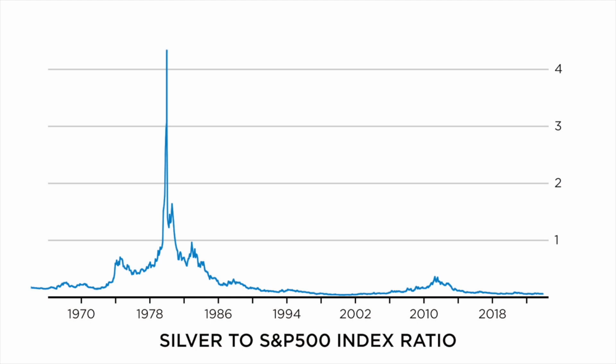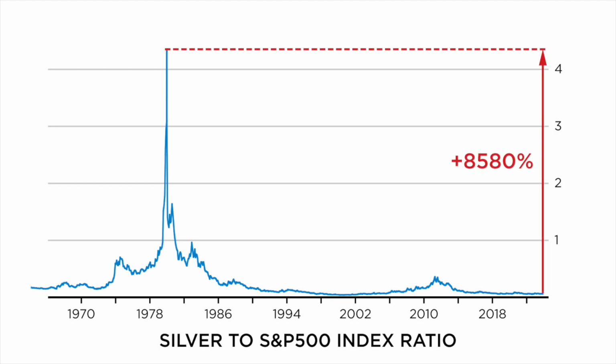But if you want to see a chart that will really blow your mind, take a look at this one. This is the ratio between the price of silver and the S&P 500 index. Compared to the stock market, the rally we have seen in silver in 2020 is literally invisible. And the huge rally we've had between 2000 and 2011 is nothing but a tiny blip. According to this measure, silver is so undervalued that it's practically free.